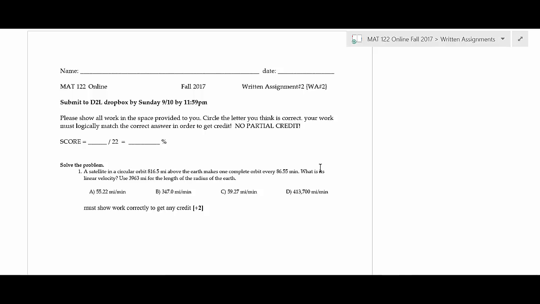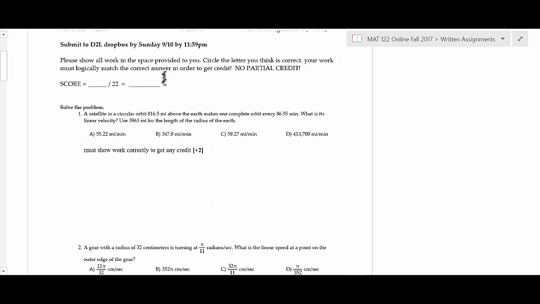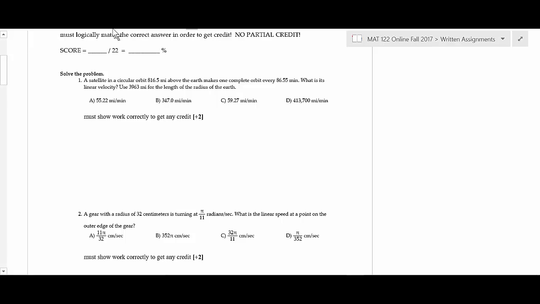Okay, so I'm going to record the answers to written assignment number 2 for you. This has a lot of the information that we covered in section 1.3. When you're doing these problems with linear velocity and angular velocity, it's always good when you read the problem to write down what you're given.